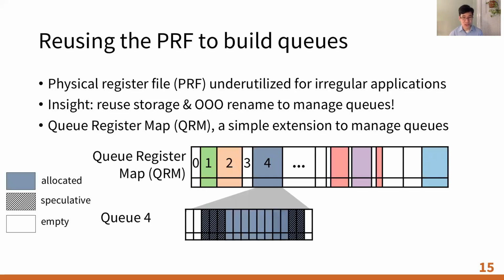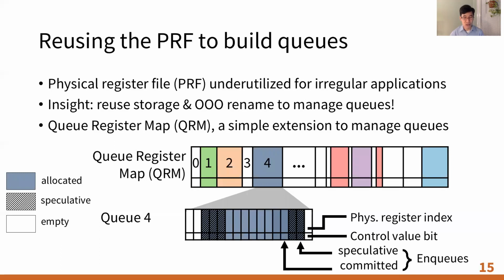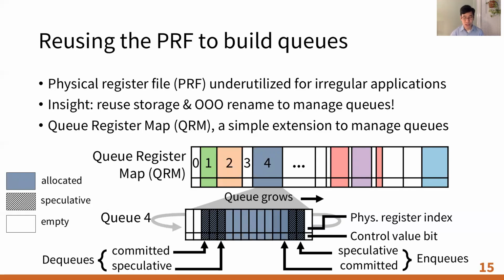Let's zoom into one of these queues. Each queue stores a series of physical register indices as well as a control value bit, which we will discuss shortly. Whenever we perform an NQ, the renamer sends a physical register ID from the free list that will contain the NQ'd value. The QRM now tracks the physical register as part of the queue. Whenever we perform a DQ and commit it, the QRM releases the physical register ID back to the free list. In this diagram, the queue grows towards the right, and pointers wrap around when we reach the end of our allocated space in the QRM.